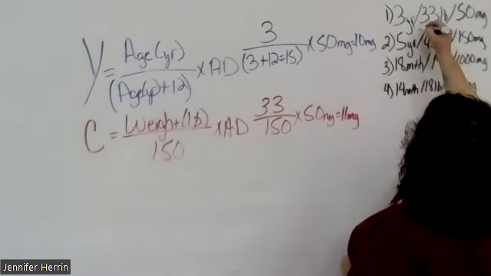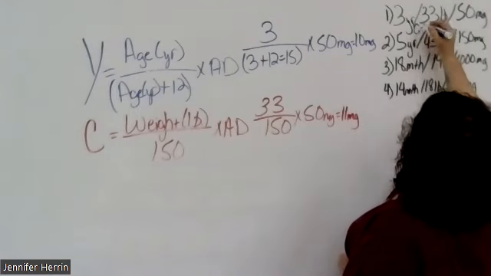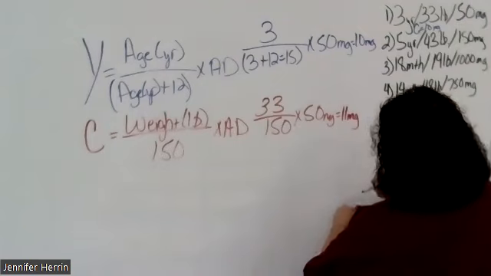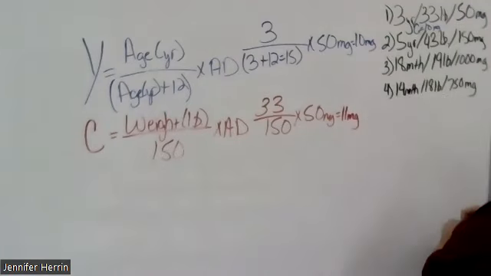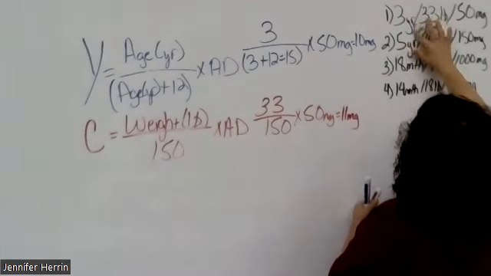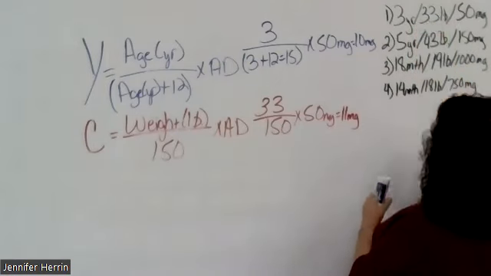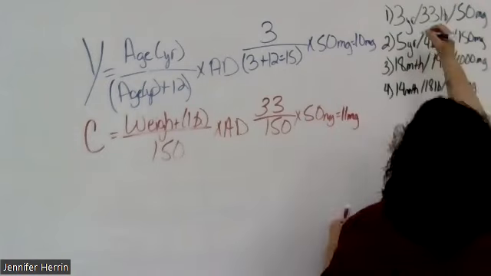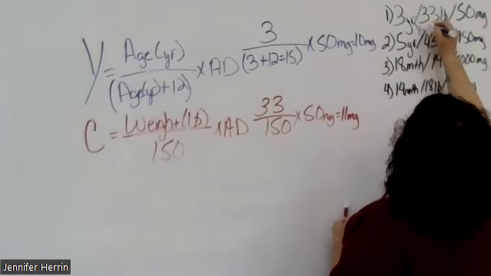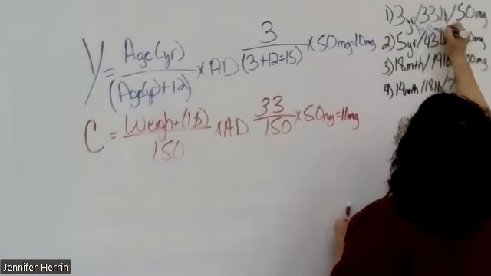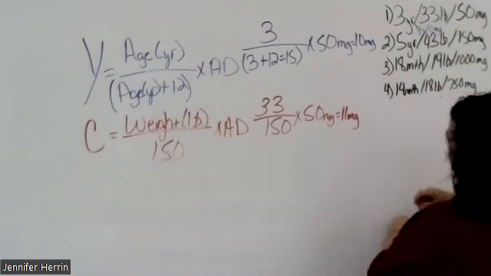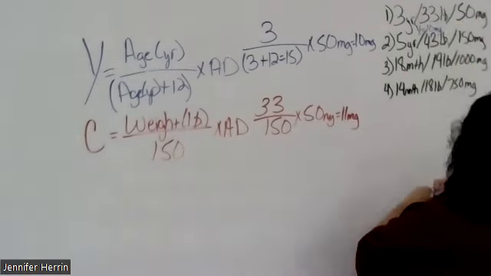So Young's rule said 10 milligrams, and Clark's rule said 11.